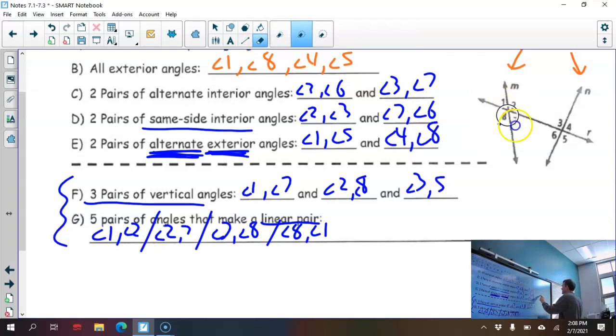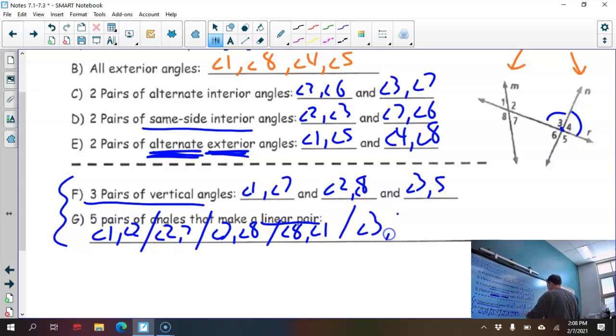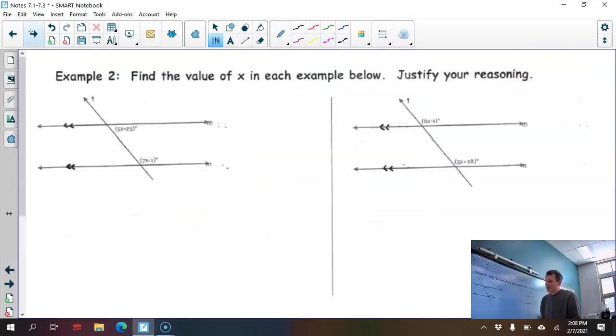And then I could go to the other vertex, and I could say angle 3, angle 4. Right? Linear pairs get used quite often. Get used to them. All right, this brings us to our examples, and we will call it a day. In these examples, you'll notice the lines are parallel, and you are supposed to use the relationships that you have just learned to solve for the variable x.